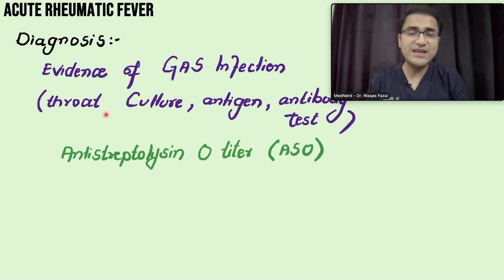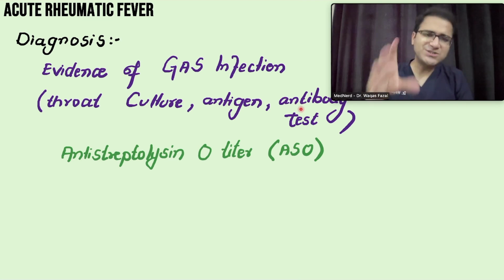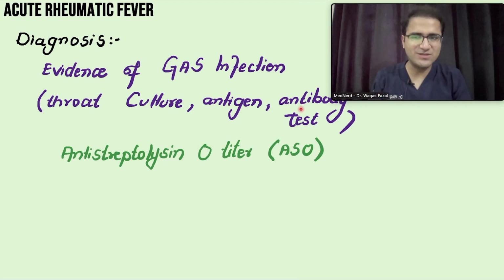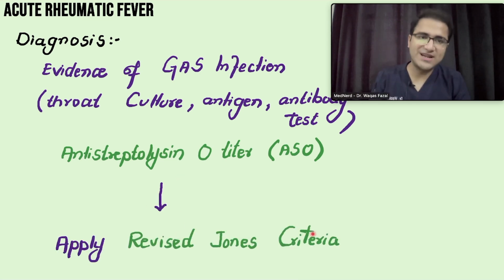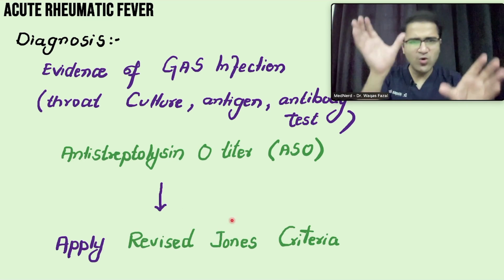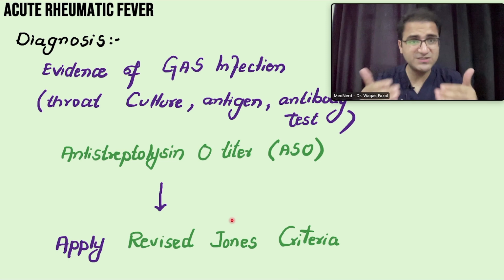What you do is that you take throat cultures, either the patient is having or the patient had an infection, or you test for the antigen of group A strep, or you do an antibody test. If the patient had infection 4 to 6 weeks back, that patient will have the antibodies now and you can test the antibodies. Anti-streptolysin O titers are done, and ASO titers, if they are raised, tell you that the patient had a bacterial infection, a Strep pyogenes infection. Now, the main thing is you apply the revised Jones criteria. Jones criteria was revised in 2015, and the patients were classified into low risk and high risk based on the presence of carditis.